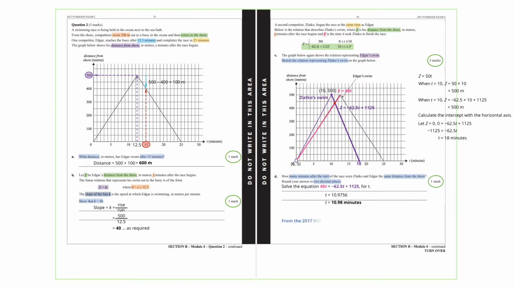From the 2017 VCAA examination report, this question was not answered well. A common incorrect answer without working was 11, likely due to rounding to the nearest minute or reading from the graph.